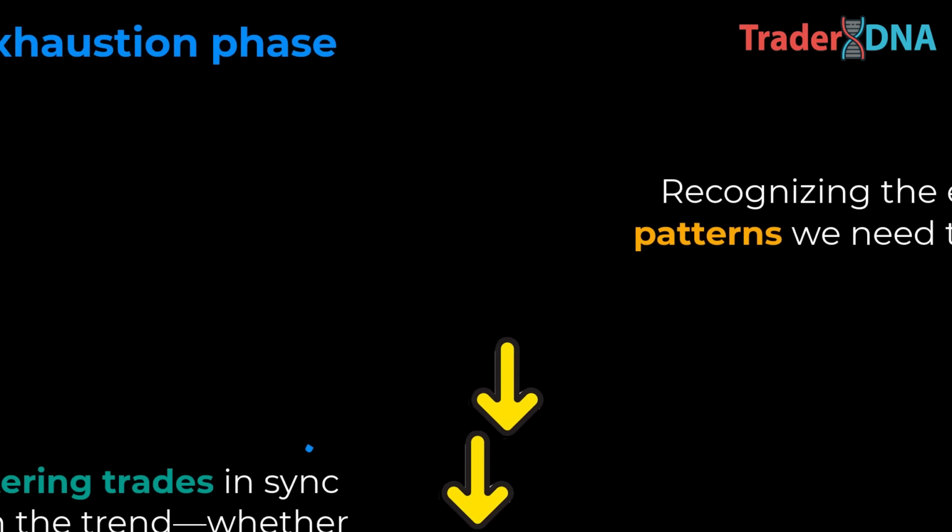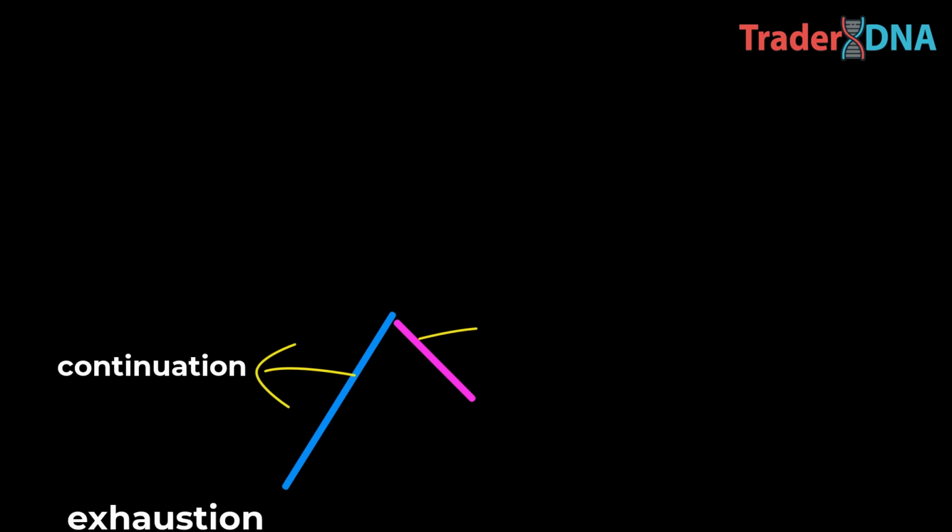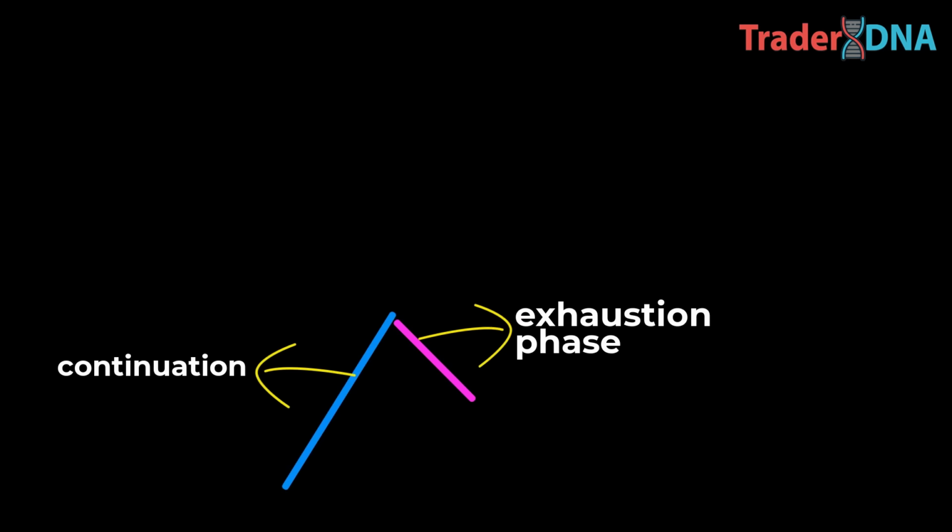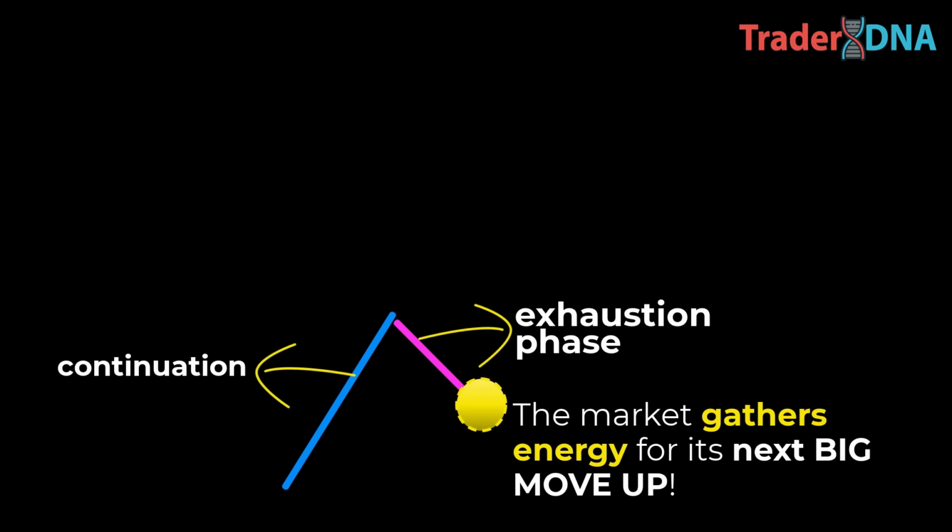Now, when the market is trending up and making those big, beautiful pushes to the upside, that's what we call a continuation. It's the market moving with the trend, climbing higher and higher, and giving you those amazing opportunities to ride the momentum. But when the market starts pulling back, when it takes a breather or dips temporarily against the trend, that's the exhaustion phase. And this phase is critical. Why? Because this is where the market gathers energy for its next big move up.